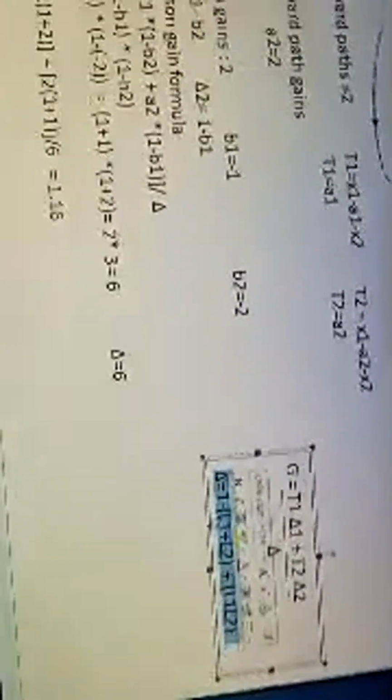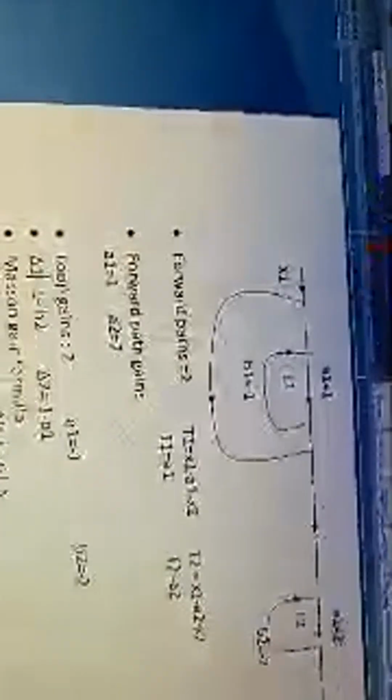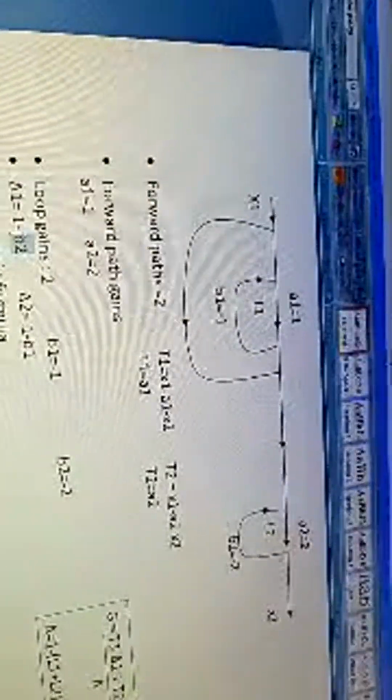Delta equals 1 minus the sum of individual loops, plus the product of non-touching loops. The denominator is this part. But to calculate delta 1, look at this: delta 1 stands for the first forward path. How many loops are non-touching to this forward path? That is this one, L2. L2 corresponds to B2. That's why we have written 1 minus B2.